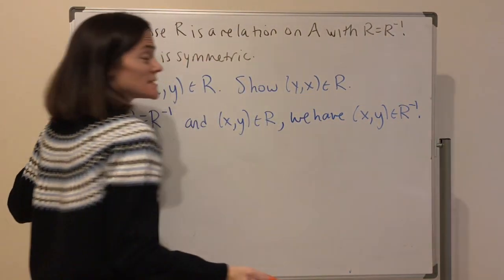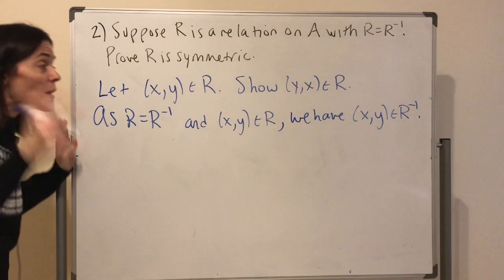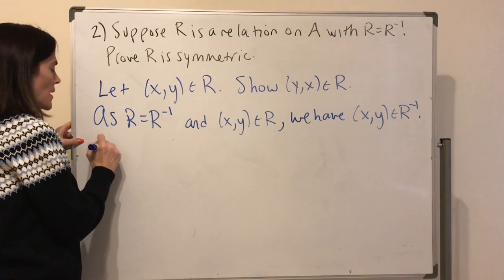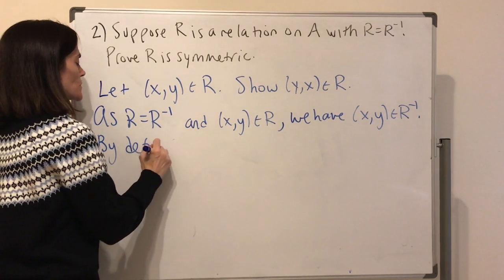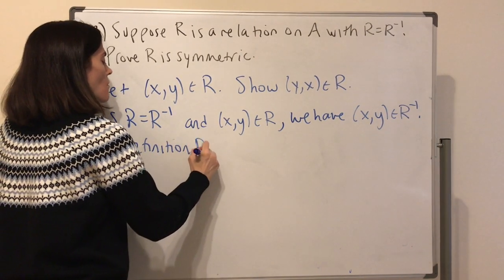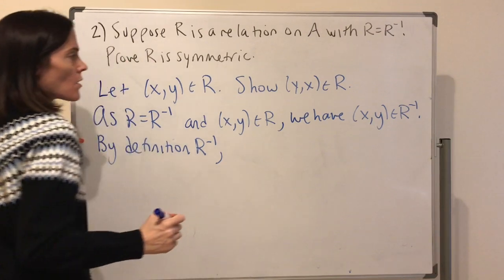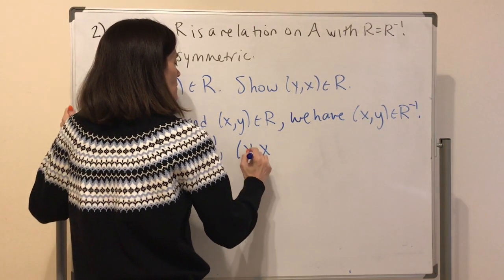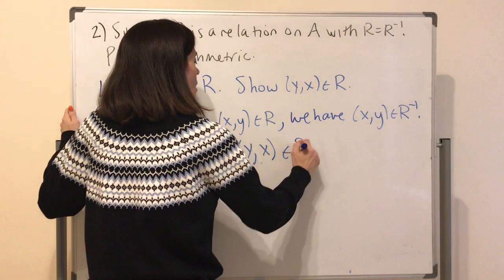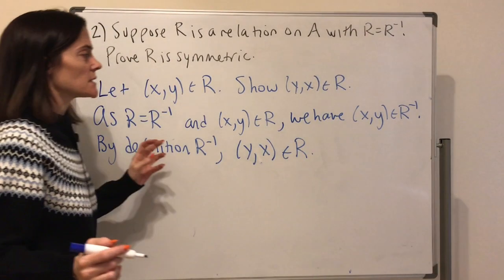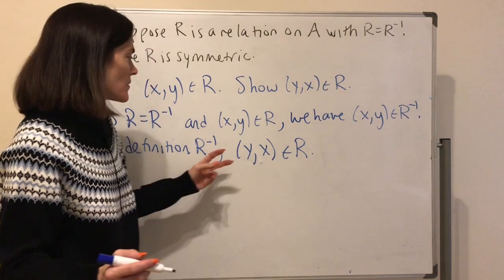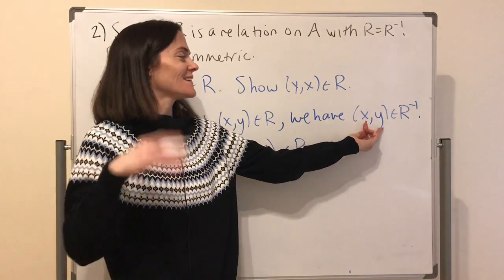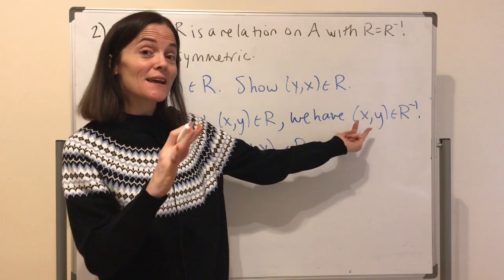That's because the two sets are equal, but now I'm going to use the fact that this is actually the inverse relation. So by the definition of inverse relation, we see that yx is in R. Because by definition, R inverse consists of, well, you take everything in R and you interchange x and y. So I should say interchange first and second coordinates.